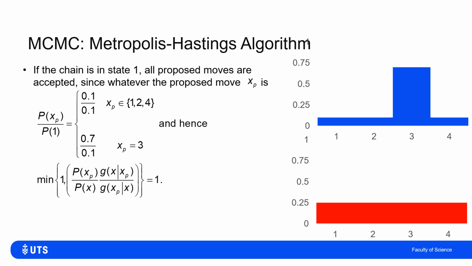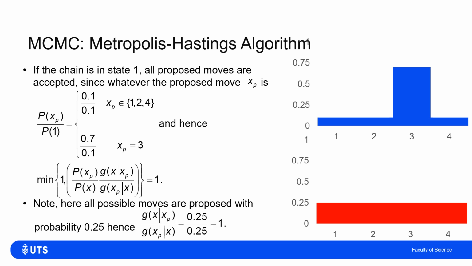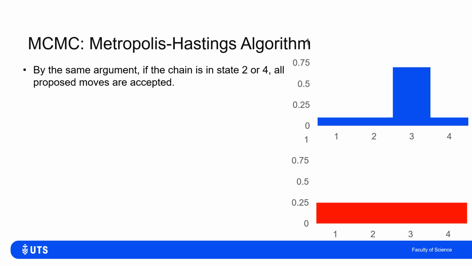Note that I've ignored the G here because drawing independent draws from 1, 2, 3, 4 uniformly at random, there is no asymmetry in there, so the G terms will cancel each other out. So what this does mean is if I'm in state 1, every proposed move is accepted. By the same argument, there's no difference really between state 1, state 2, and state 4. So if I'm in state 2 or 4, for the exact same reasons, every proposed move is accepted.